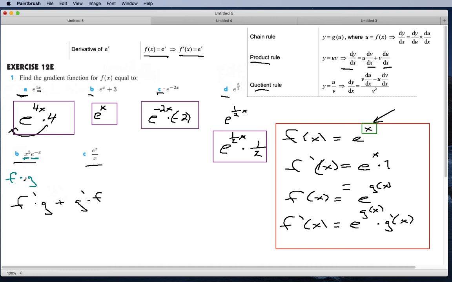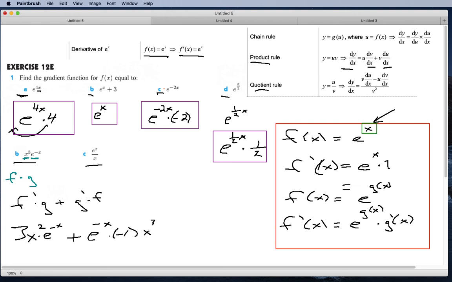The derivative of f, which is x cubed, is 3x squared, times g, which is e to the minus x, so I don't change that. Now I'm adding that onto the derivative of g. If we derive e to the negative x, we have e to the negative x, and it's a chain rule, so we have to derive this negative x, which gives us negative 1. And of course, it's the derivative of g times f, and our f in this case is x cubed. So there we go.